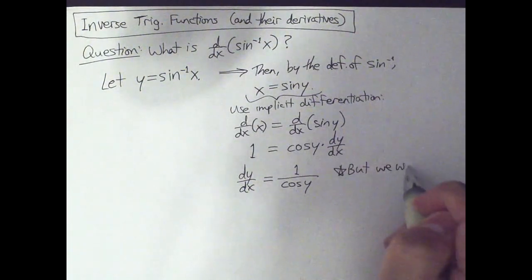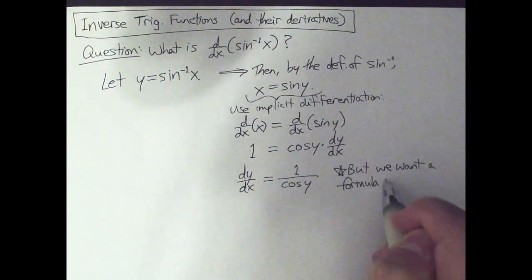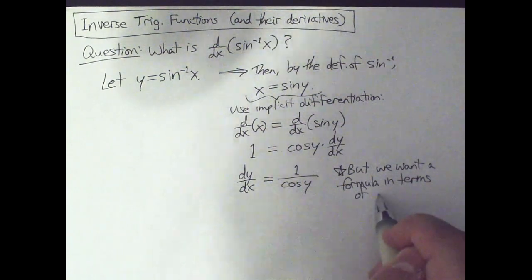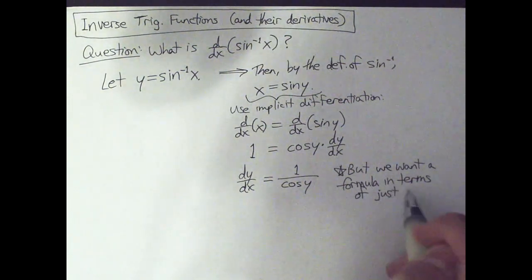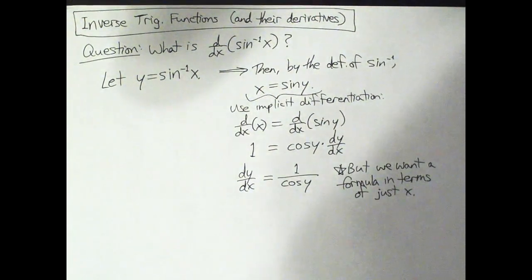So we want a formula in terms of, preferably, just x. Because if you think about it, when I've asked you in this class, what's the derivative, what's d dx of e to the x? What's d dx of cosine of x, tangent of x, x to the 100? We always try to get answers that are just in terms of x. So yeah, we want a formula just in terms of x.